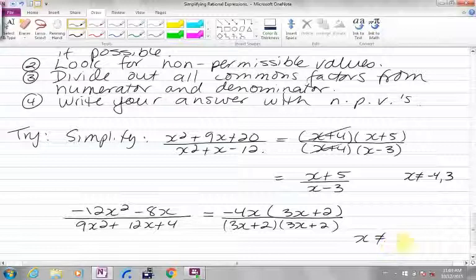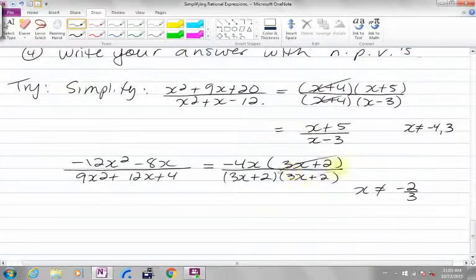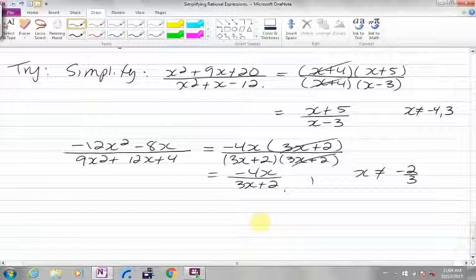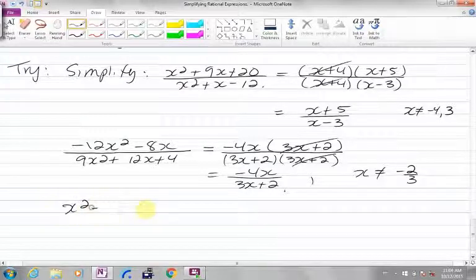Negative 2/3. Good. And now we divide our common factors out and we write what's left as our answer. Done. So far, so good? Okay. We're going to do a couple more. This is crucial. If we get this, the rest of the chapter will go fine. Except maybe until we get to the word problems.